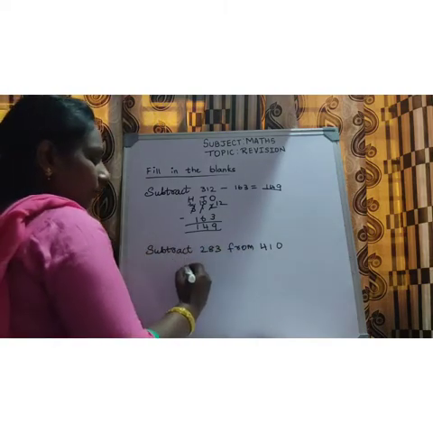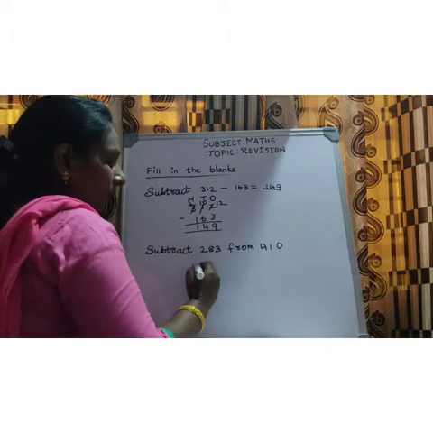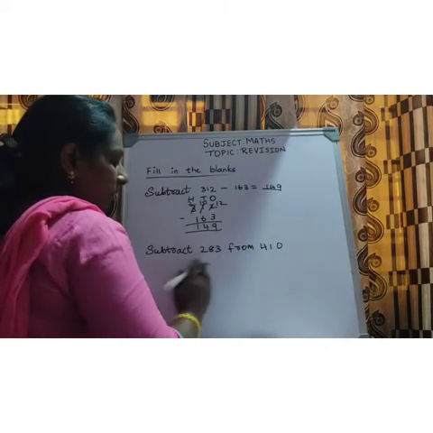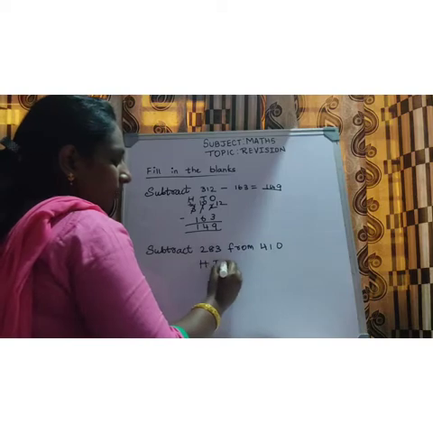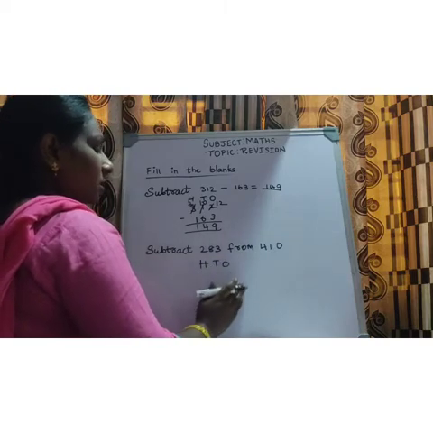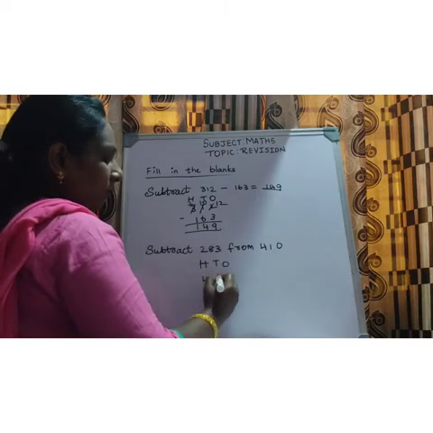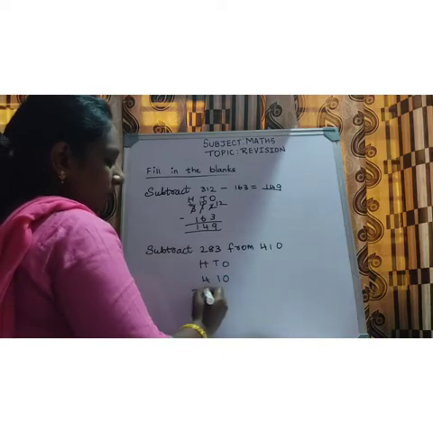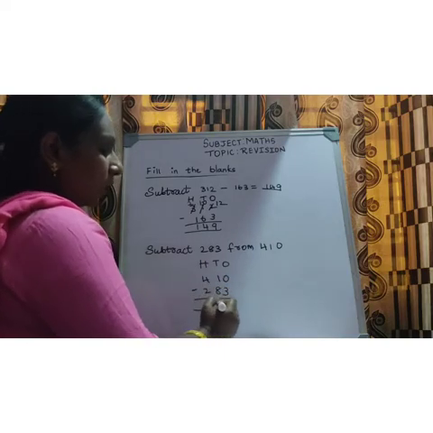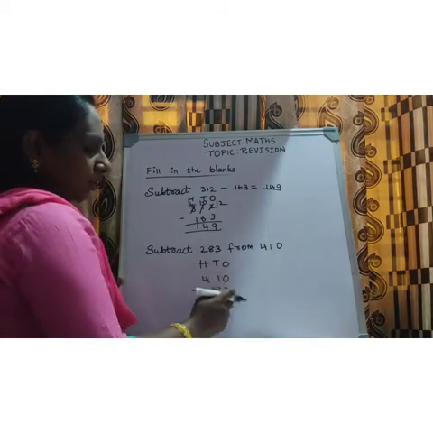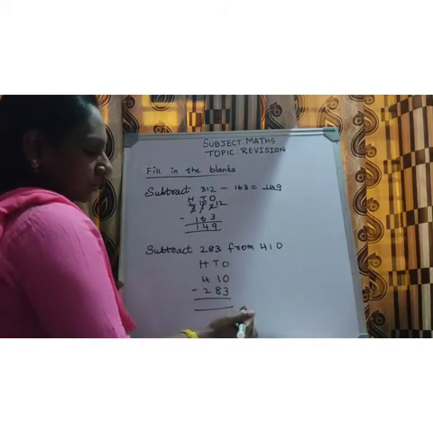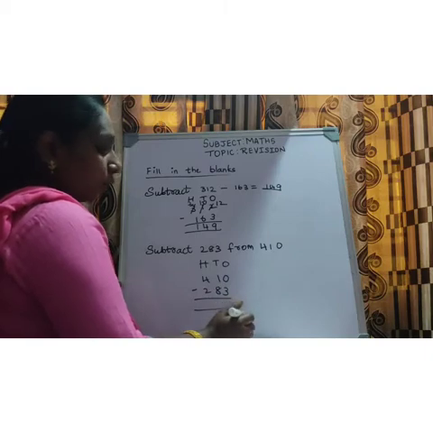Same way, next one, subtract 283 from 410. Okay. Same way, what you have to do is write the from number first. First write the place value: hundreds, tens and ones. So 410 minus 283. Okay. So here you have only 1 and here you have 0. So here you can't subtract. From 0 you can't subtract. So what you should do?